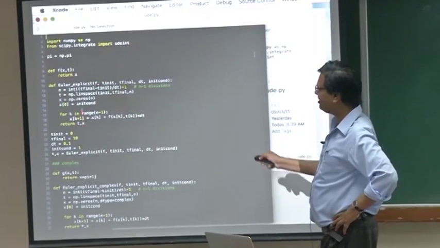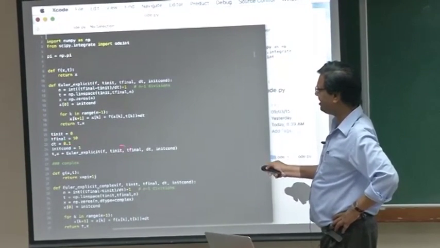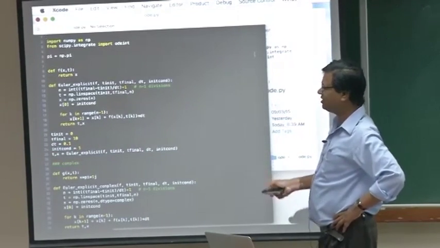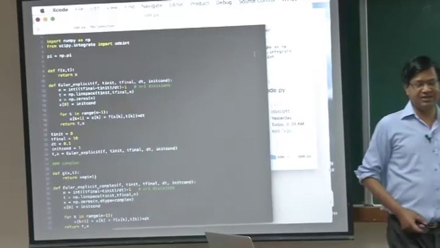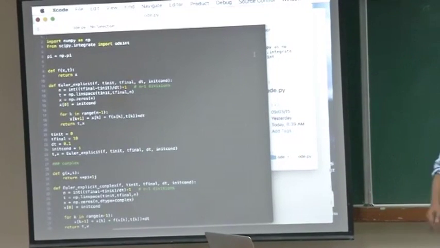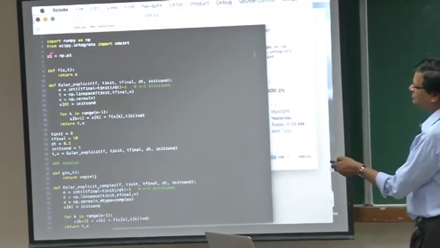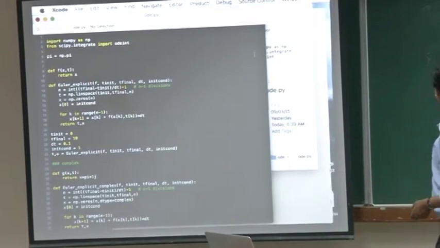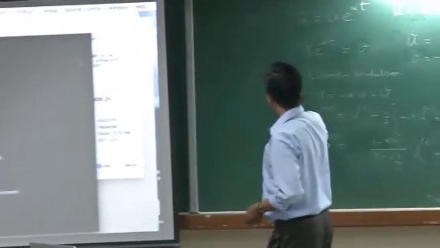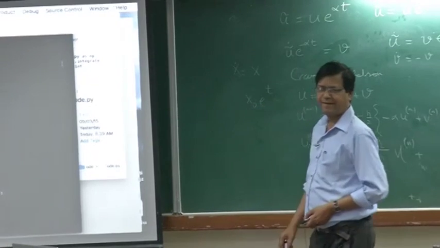So, I put my f here, t init is 0, t final is 10 and dt is 0.1. Initial condition, I say my value of the function is x, 1 unit. So, my equation, remember, is x dot equal to x. So, my solution is x0 e to the power t, it is growing.